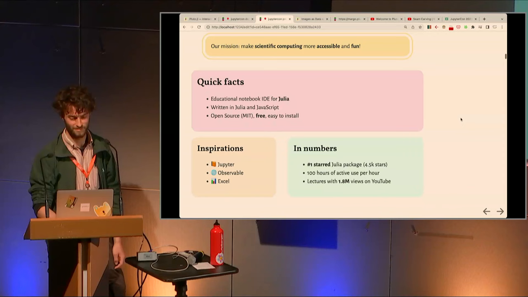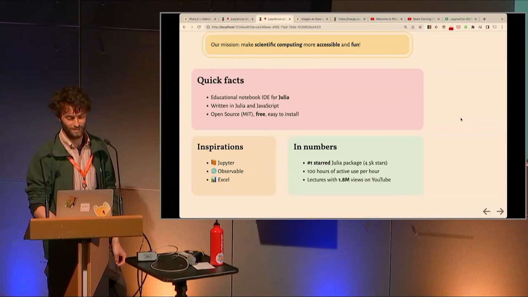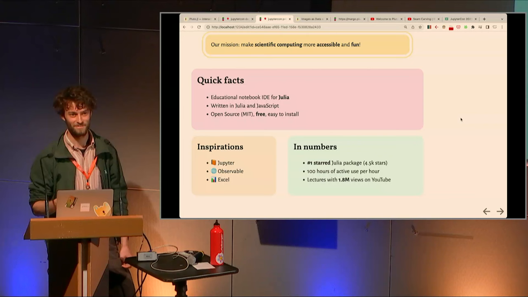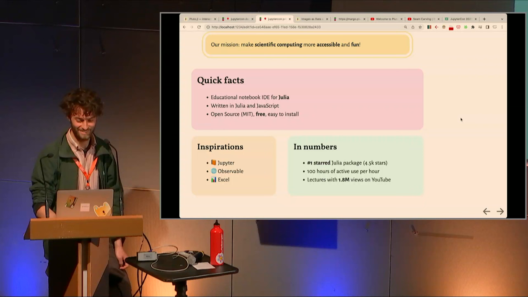In numbers, we are the most popular Julia package. We have around 100 hours of active use per hour. And our lectures have almost 2 million views on YouTube because we got 3Blue1Brown, Grant Sanderson, the famous YouTuber, to use our stuff. It's really nice to get someone famous.